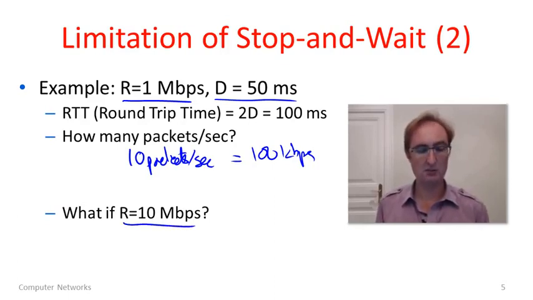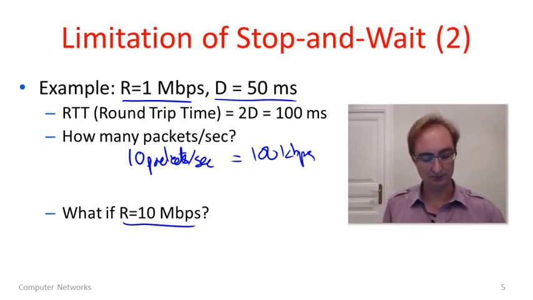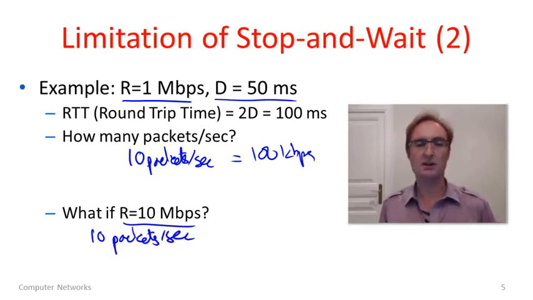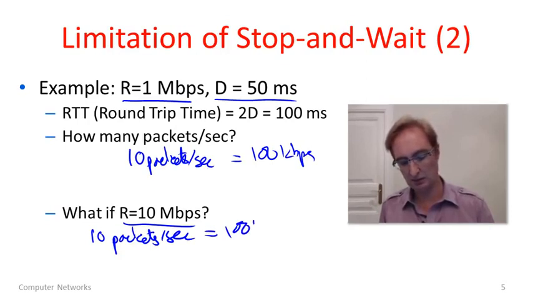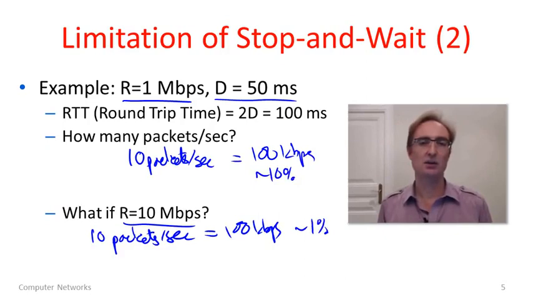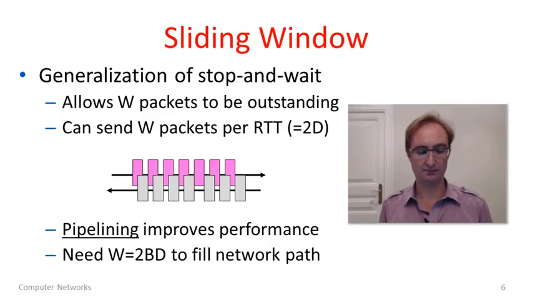Suppose we upgrade the link to be 10 megabits per second because we just want everything to be faster. How many packets could we send? Again, the answer is 10 packets a second. Why? Because they were constrained by the round trip time. The bandwidth really didn't affect them at all. This is going to be the same, 100 kilobits a second. And now it's actually going to be more like 1% of the capacity instead of 10%. So for fast and long networks, stop and wait really uses them inefficiently.